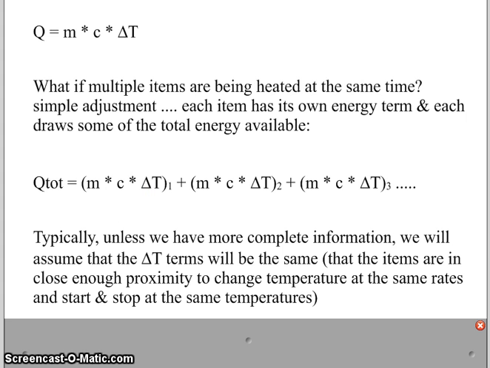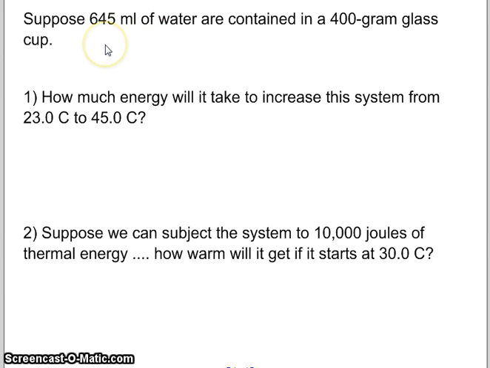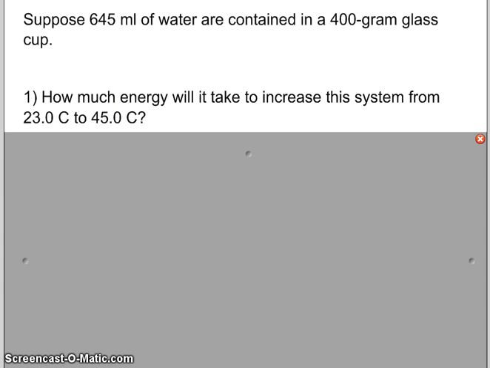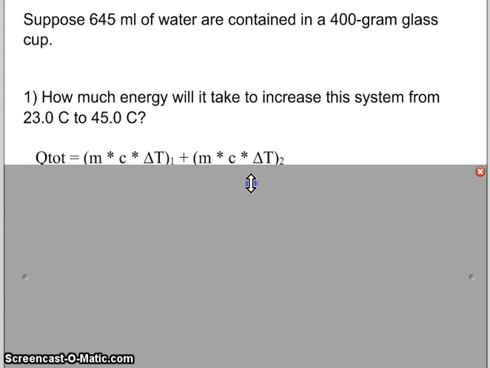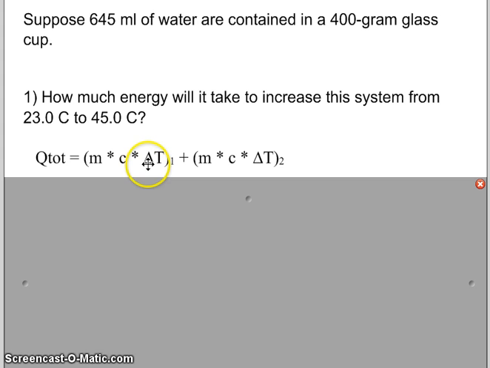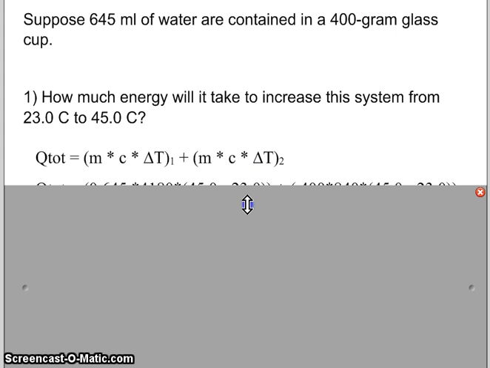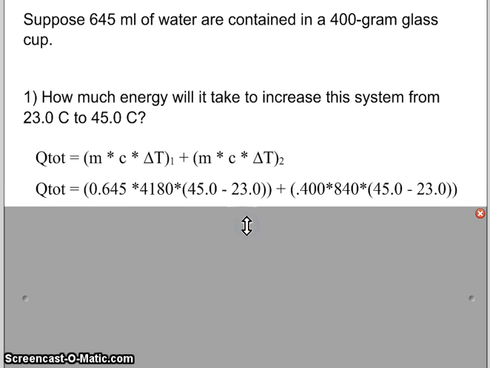Let's take a look at a particular problem. Here's a kind of classic problem. We've got a little bit of water in a glass cup, and we're simply asking the question, how much energy will it take to increase the system from 23 degrees C, which is roughly room temperature, to 45 degrees C? So let's take a look at that. We have two items in the system. We have an mc and a delta T for water, and an mc and a delta T for the glass, and we just need to insert what we know here.